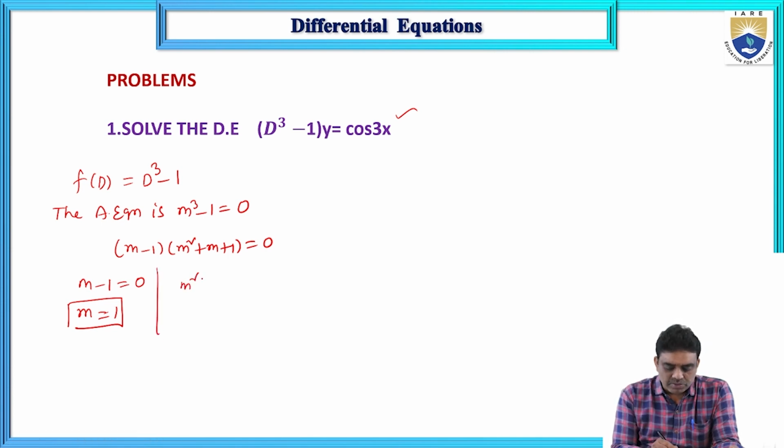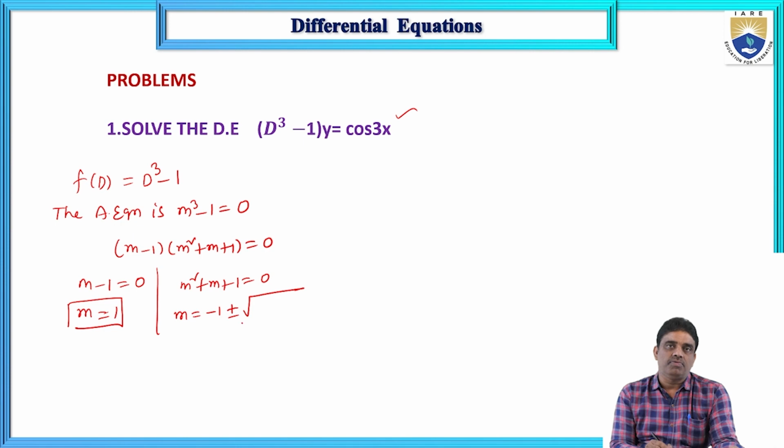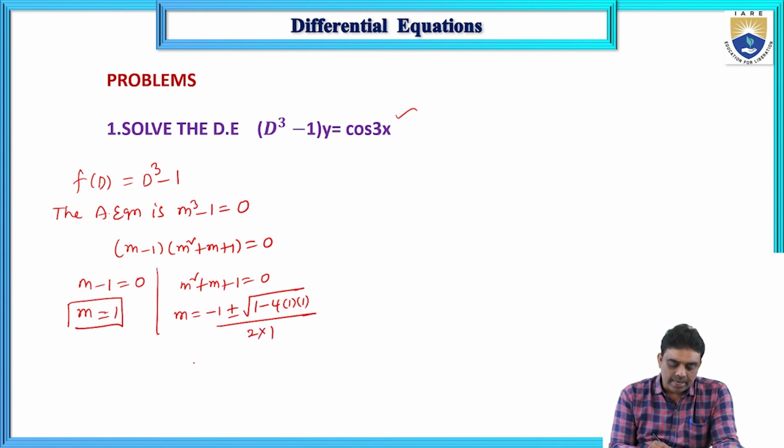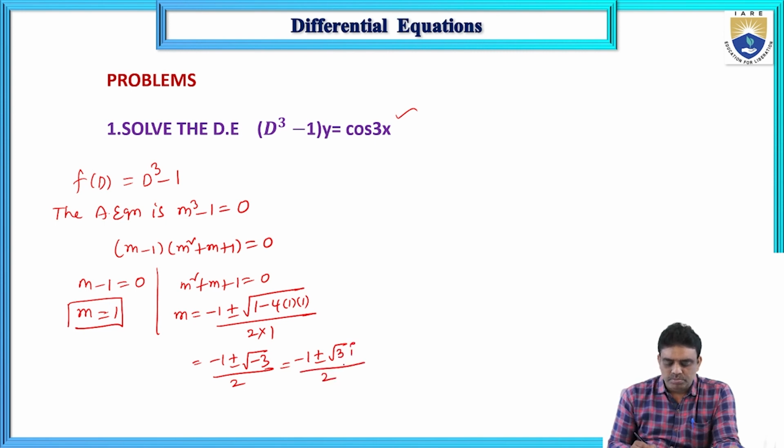For the second one, m square plus m plus 1 is equal to 0. The roots are m is equal to minus b plus or minus root of b square minus 4ac by 2a, that is, minus 1 plus or minus root of 1 minus 4, that is minus 3, by 2. Or minus 1 plus or minus root 3 i by 2, because i square is equal to minus 1. Writing i square outside the root, we get i. So what are the roots? Minus 1 by 2 plus or minus root 3 by 2 into i.